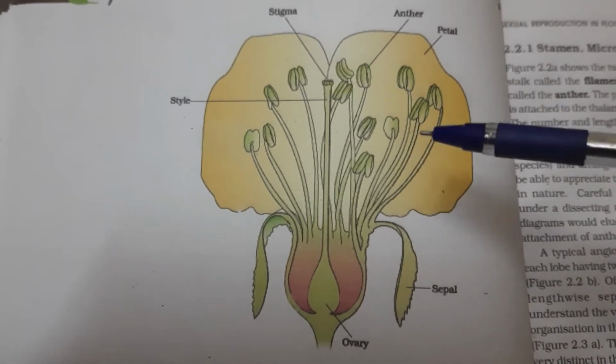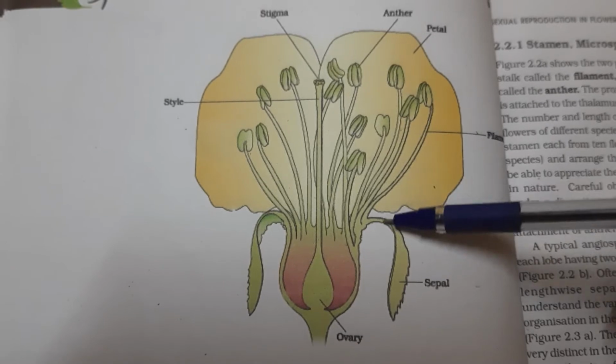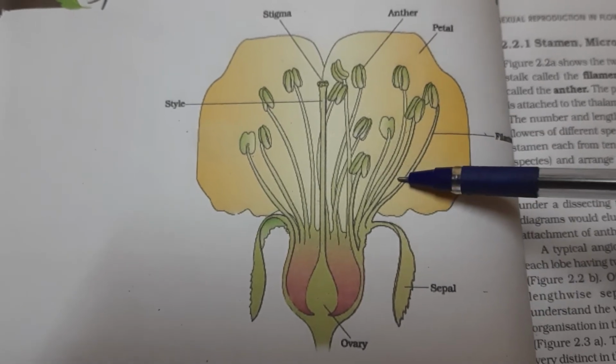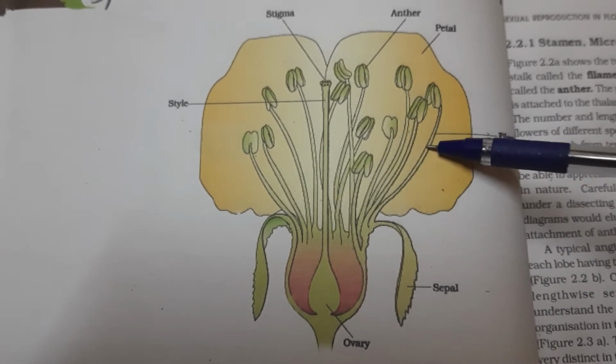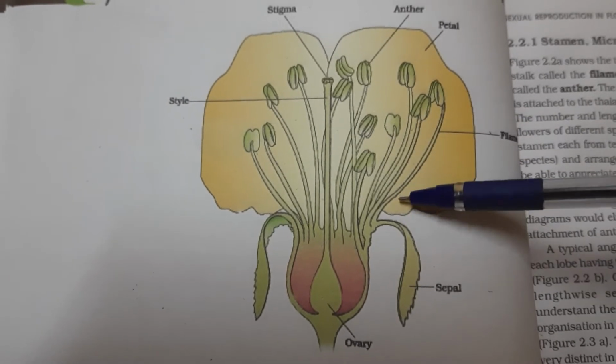The third organ is androecium. This is androecium, the third organ of the flower. The unit of androecium is called stamen.